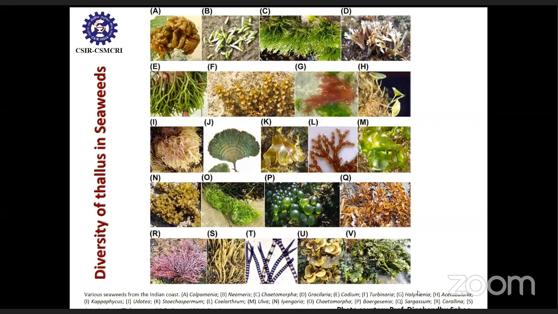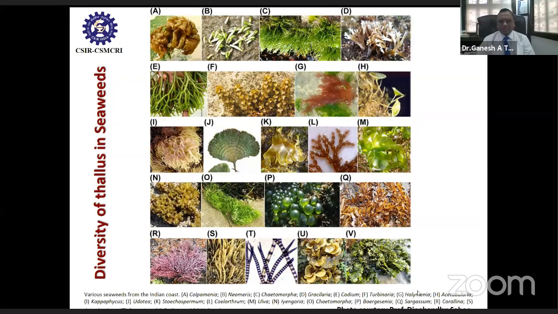Now coming to the diversity of seaweed in India, I just thought of showing you some good pictures to give you an idea of what kind of thallus diversity is there. There are more than 800 to 900 species reported from India, and these are some of the common seaweeds.